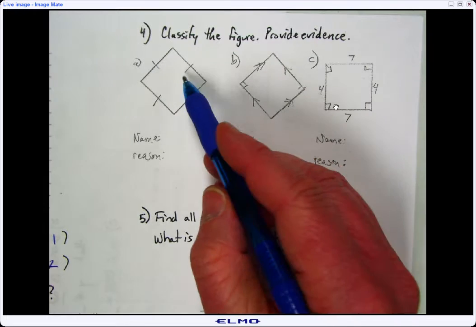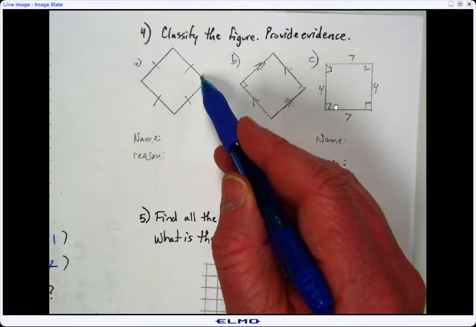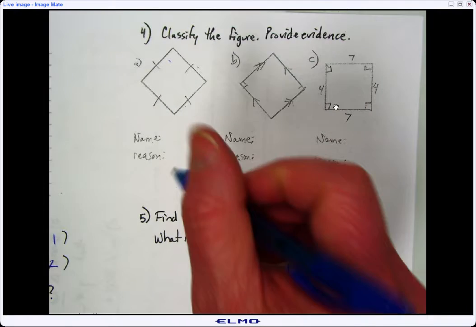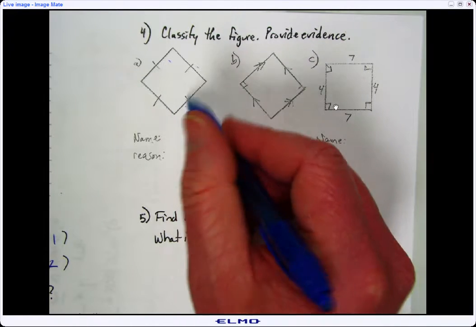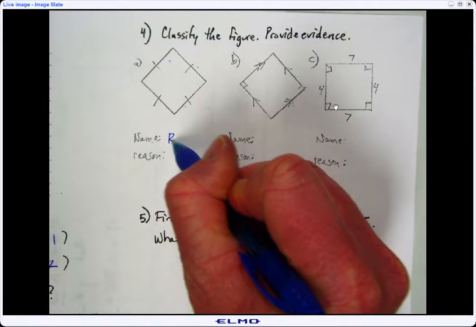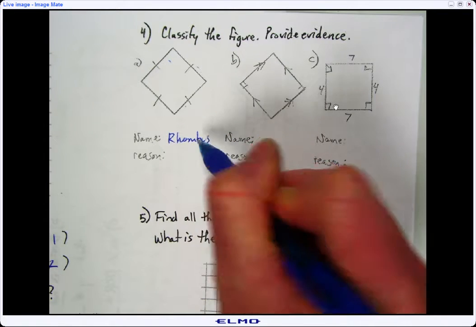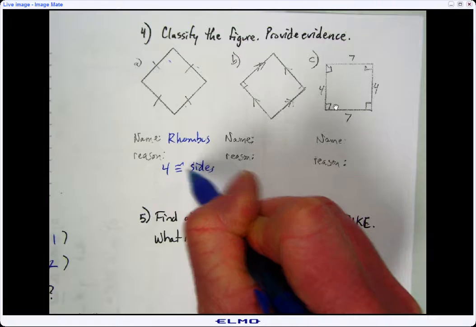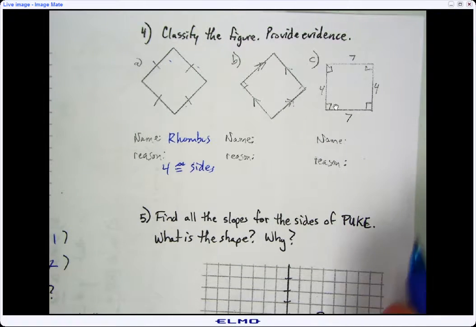So when I look at this, I think it's a square. If it's a square, it's a rhombus and a rectangle. Well, I can see that it's a rhombus because it has 4 equal sides, but it's not a rectangle, not 4 right angles. So I'm just going to stick with rhombus. 4 congruent sides. Your flow chart helps you organize your thoughts there.